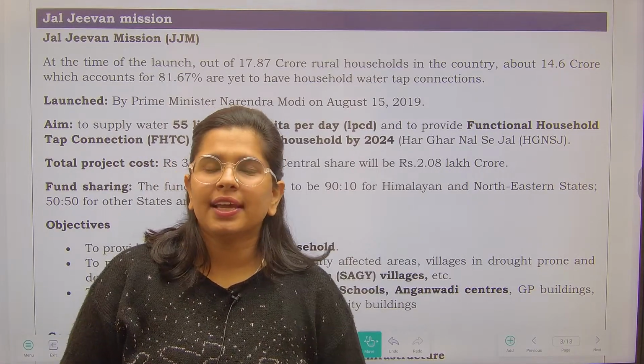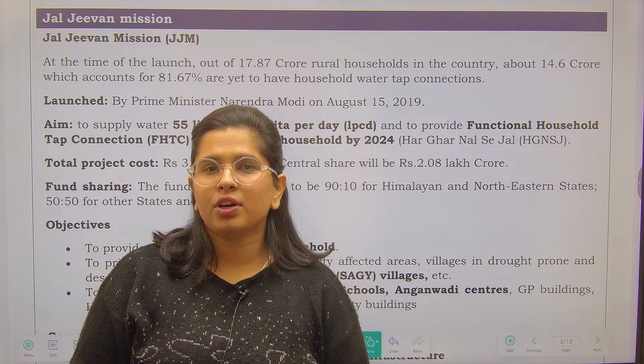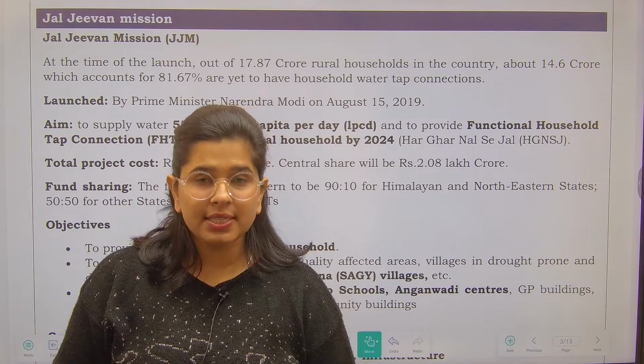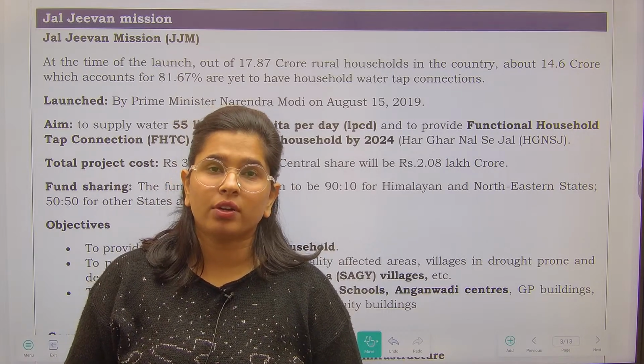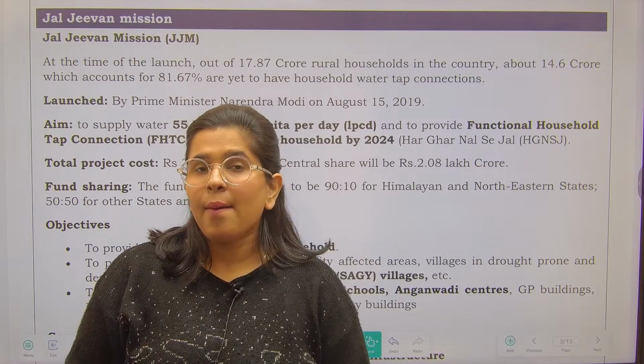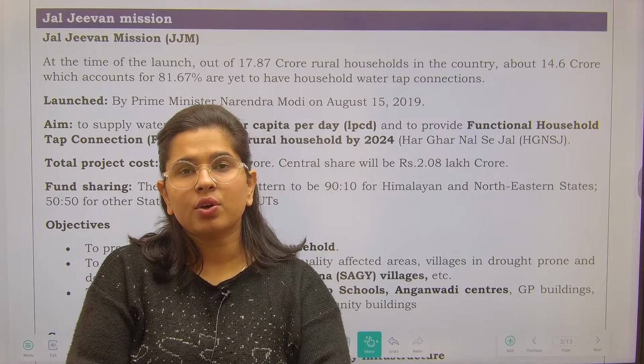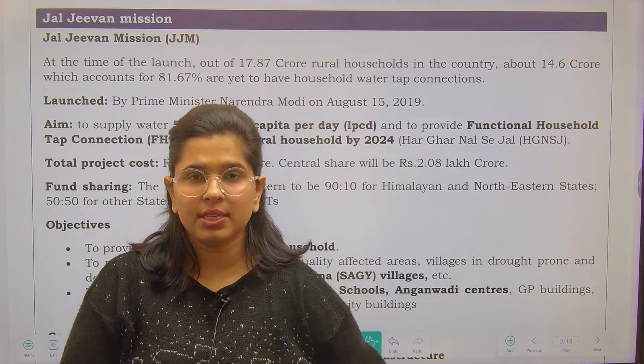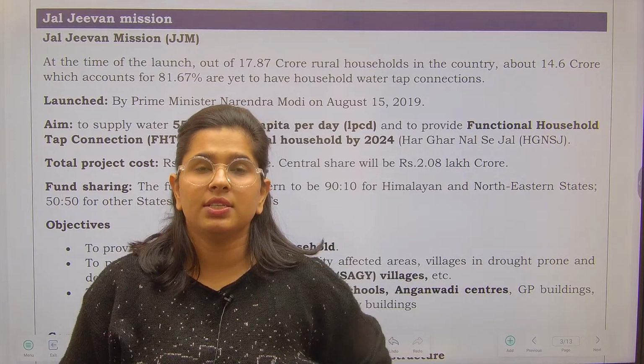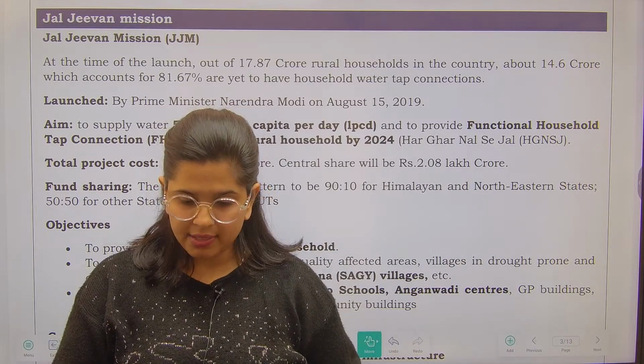In this particular lecture of rural banking, we'll be talking about the schemes or policies for soil and water conservation. Once we complete these soil and water conservation related policies, we will be shifting to the policies for the development of backward areas.